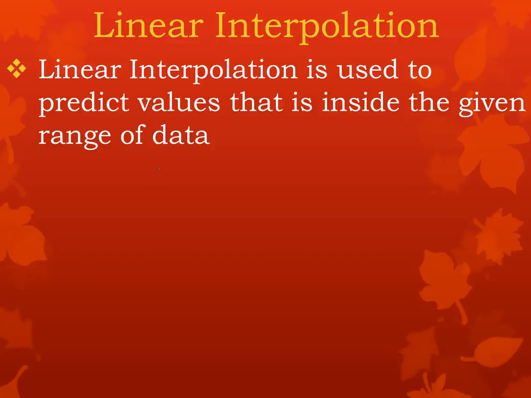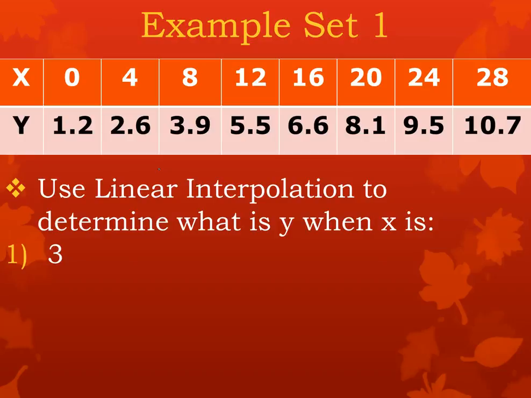Today we're going to be talking about linear interpolation, how we can use this to predict values that are inside a given range of data. So, we want to use linear interpolation to determine what is the y value when x is 3. Now we have this data table right here. As you can see, x's are increasing at a constant value and y's are generally increasing as well. So not always by the same number, but they are increasing. So this would represent a positive correlation if I were to plot all these points.